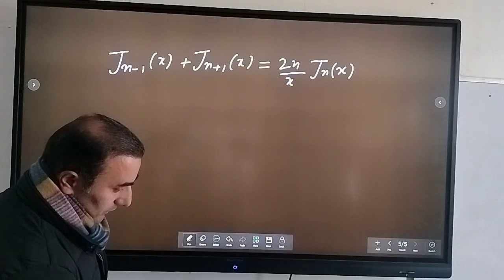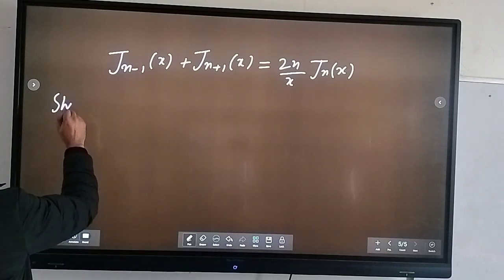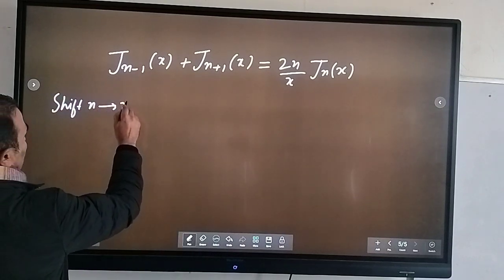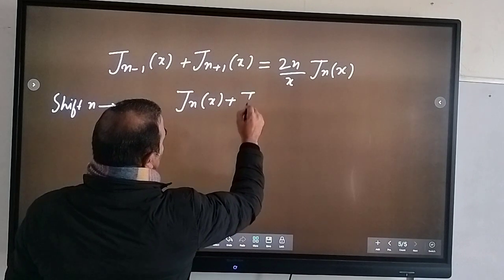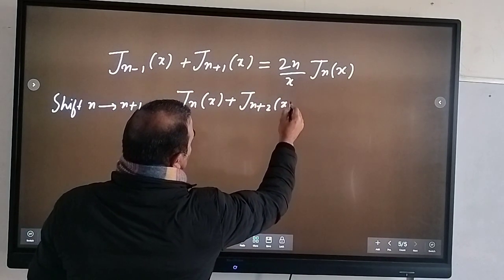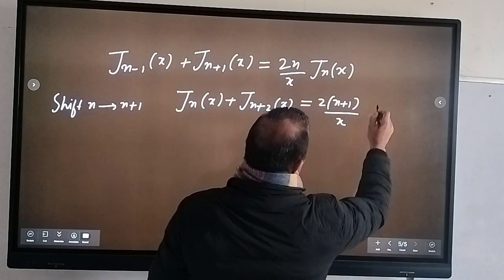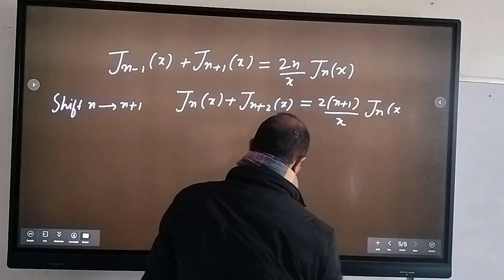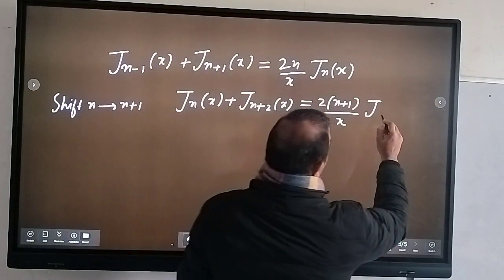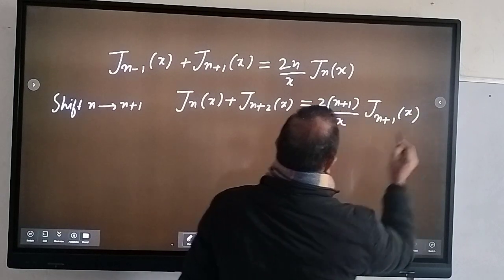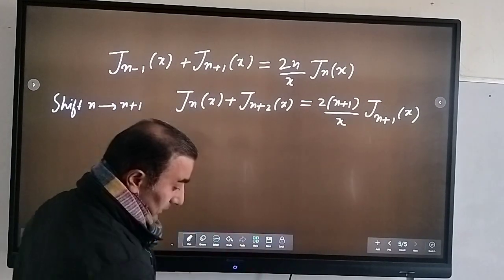And the second term: if you shift that n to n plus 1 here, then this is Jn of x, because here I am shifting n to n plus 1. And similarly we have one more relation between them.